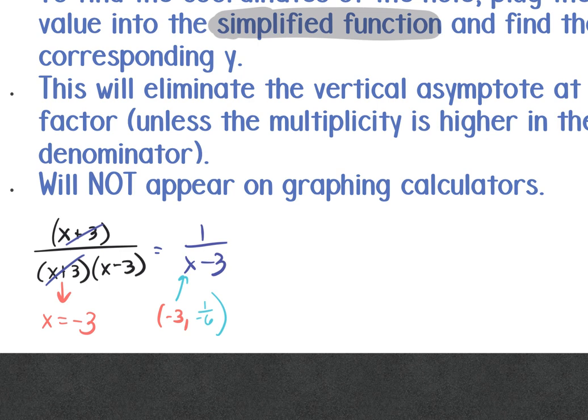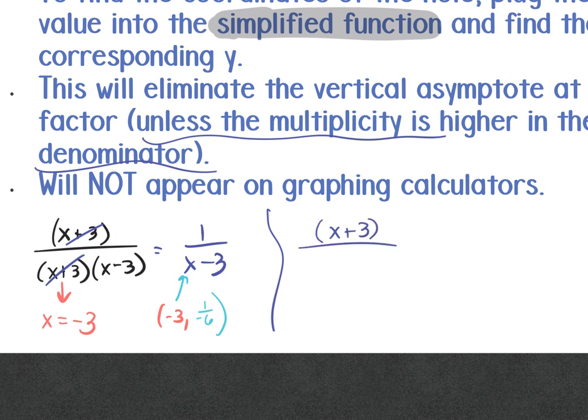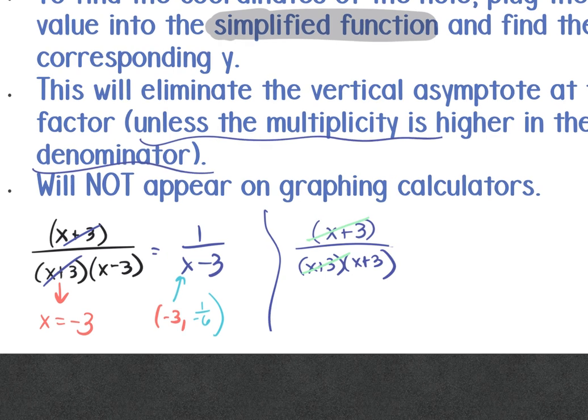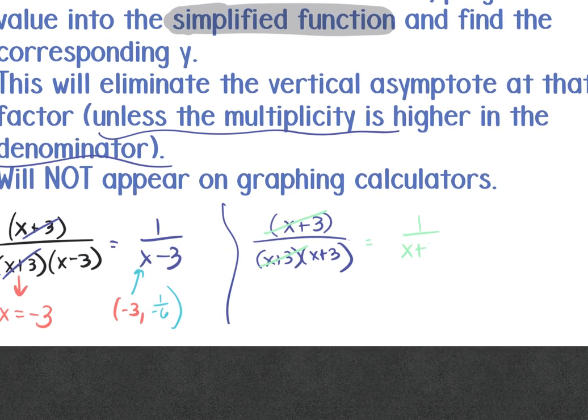So you would draw your curve. Sometimes this might even result in a line instead of a curve, but at that coordinate point, it will be an open dot. So unless the multiplicity is higher, let's say it said x plus 3, and in my denominator, I had x plus 3 times x plus 3. There were 2 of them. I'm only going to cancel out one of them. So it would stay as 1 over x plus 3. And that means there's still a vertical asymptote there. Does that make sense? Okay. Not a hole, a vertical asymptote.